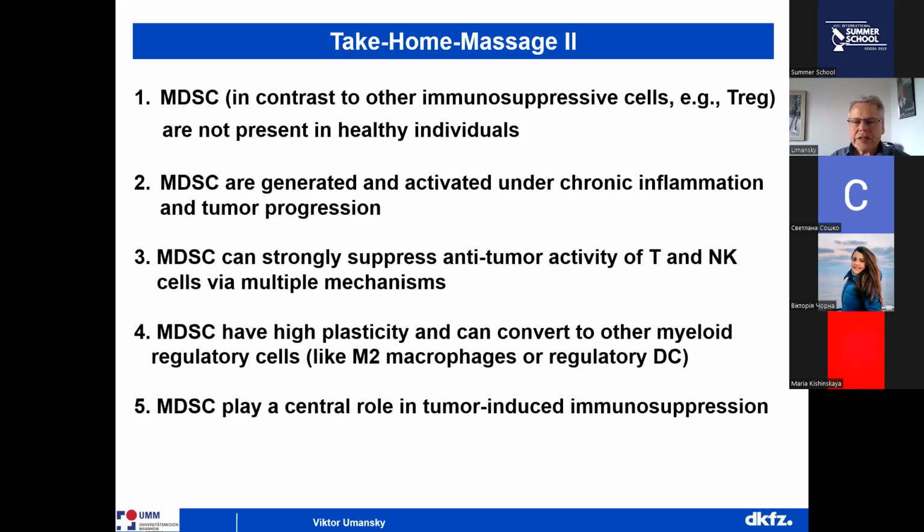They are generated and activated under chronic inflammation and tumor progression. They can strongly suppress anti-tumor activity of T cells and NK cells via multiple mechanisms. MDSC have high plasticity and can convert to other myeloid regulatory cells like M2 macrophages. And the general conclusion is that MDSC play a central role in tumor-induced immunosuppression, at least for melanoma, it is quite obvious.